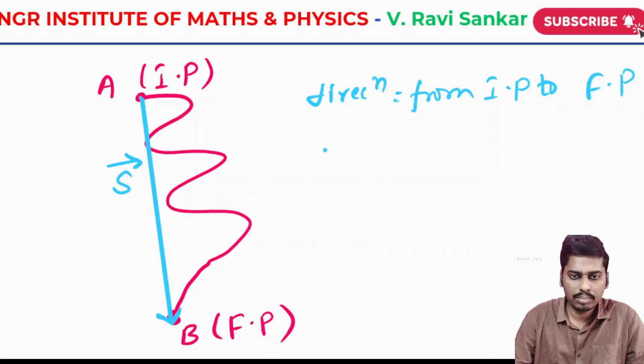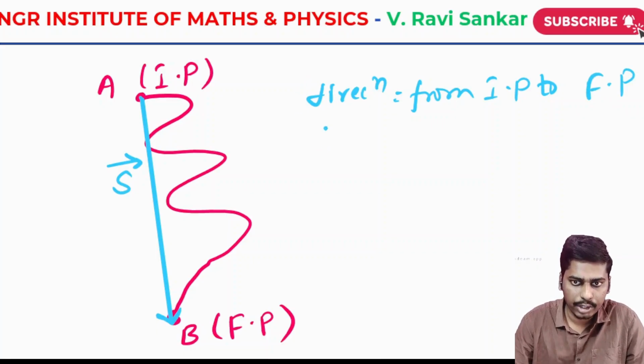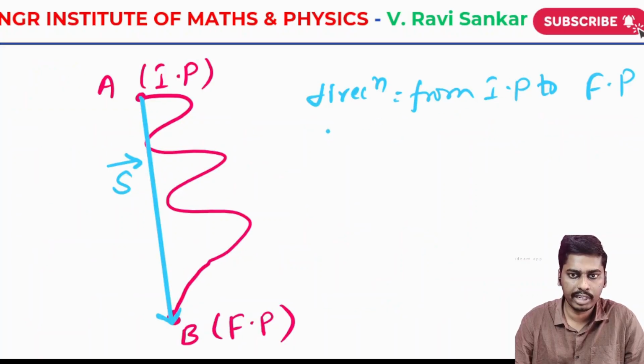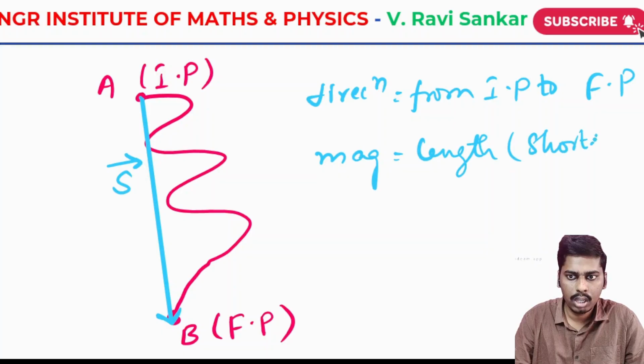And what is the magnitude? As we discussed, a vector quantity has both magnitude and direction. We already discussed the direction. It is from initial point to final point. And what is the magnitude? Magnitude is nothing but length, or you can say shortest straight line length.